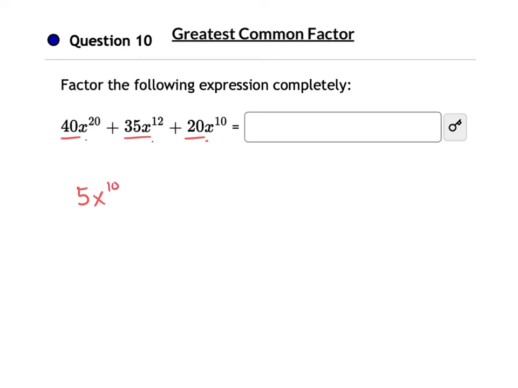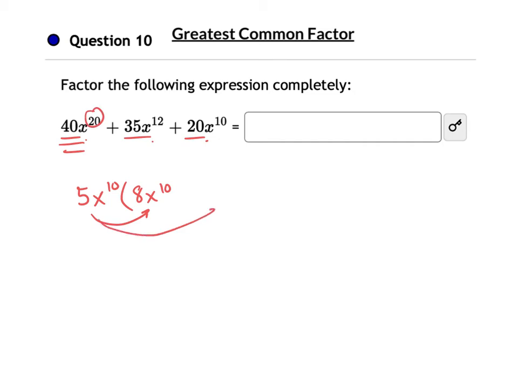5x to the 10th then is my GCF. And that times the first spot makes the first term. I need an 8 to make 40. And I need 10 more x's to make 20. Remember, when you multiply, you add your powers. And 10 plus 10 is 20.